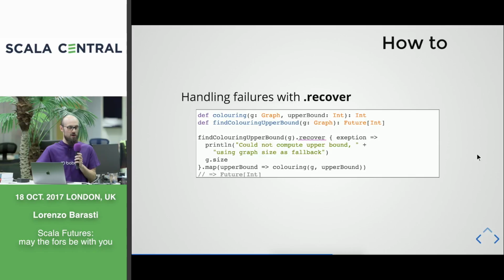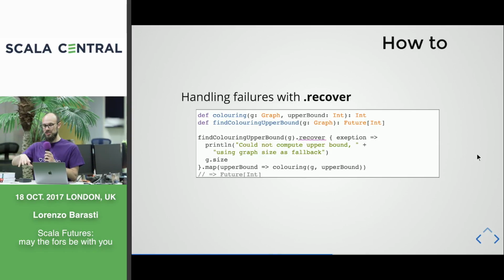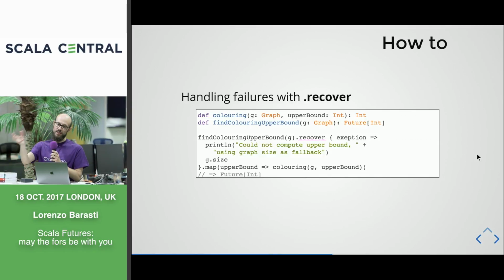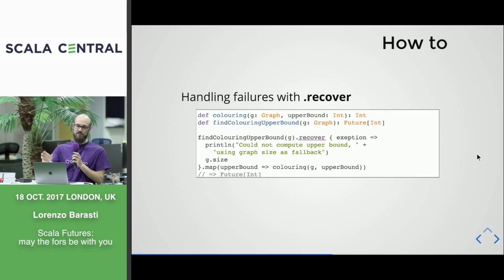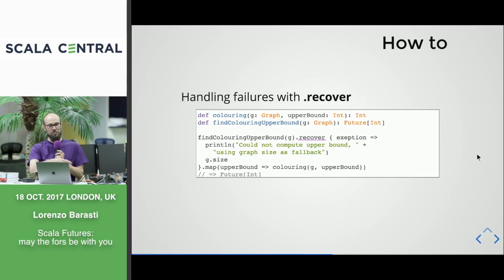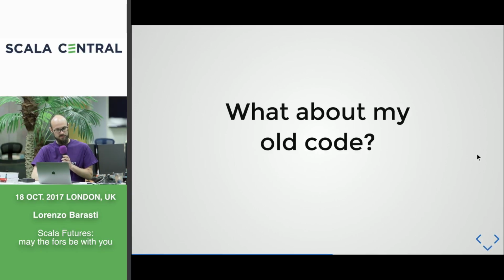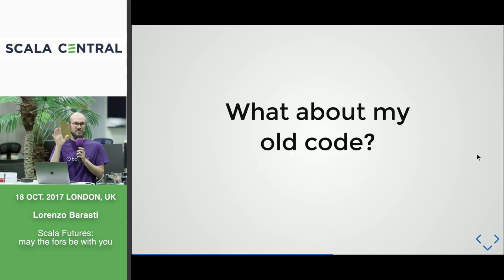In case anything went wrong with the computation, you can handle an exception and, depending on that, do something to recover the computation. In this particular case, we're computing the upper bound for the coloring of a graph. In case something goes wrong, we're just going to go with an upper bound which is known to be all right, which is the size of the graph. And then we just map the upper bound into the coloring function. And that just works fine. Cool. So this is the API.